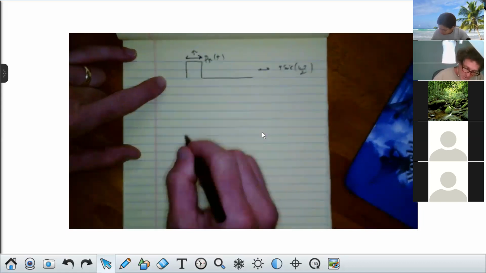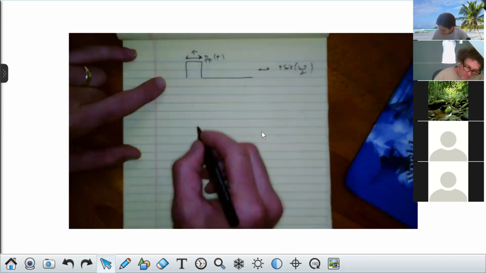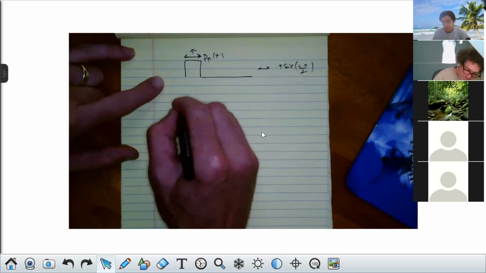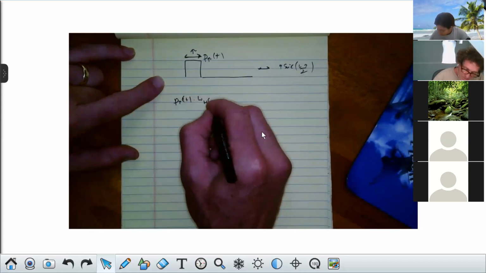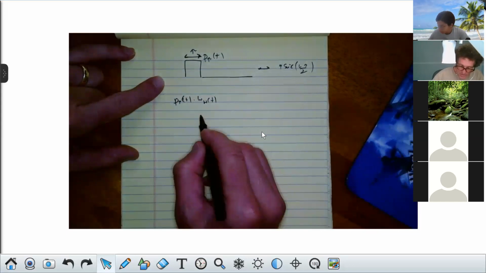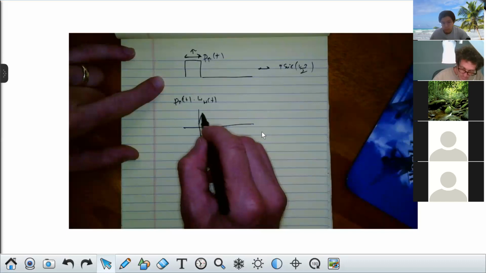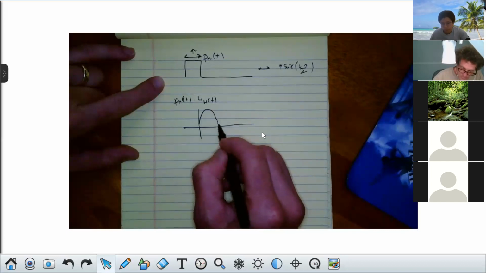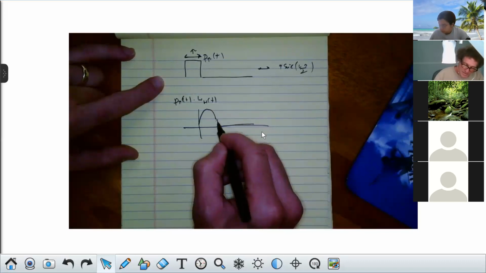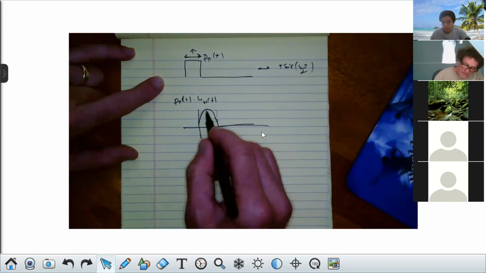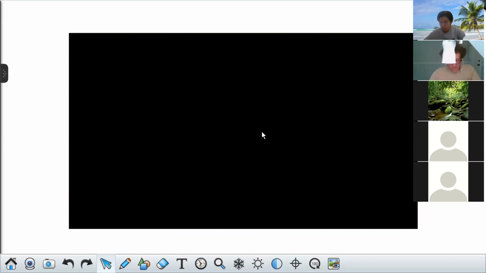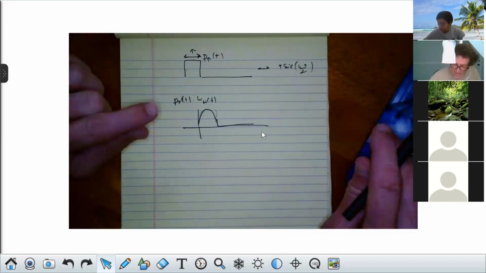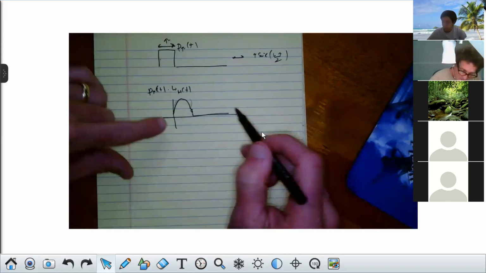But if I take this and multiply it by a window, so if I take the pulse of t and multiply it by a window, call it a Hamming window of t, what that'll do is give me a signal in the time domain that'll look like this. It'll basically, not exactly down to zero, but close to it. It'll take that pulse waveform and round the corners. Now you're saying, well, that's not the exact waveform. That's all right. We know what this is going to give us.